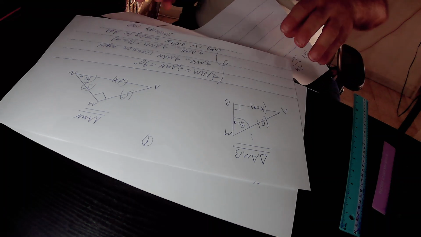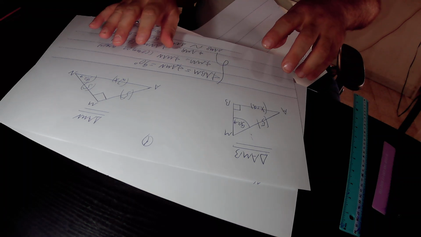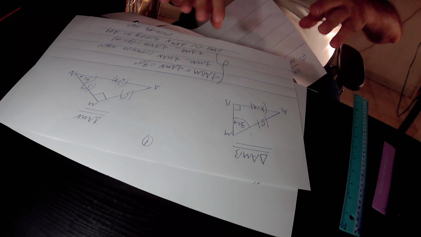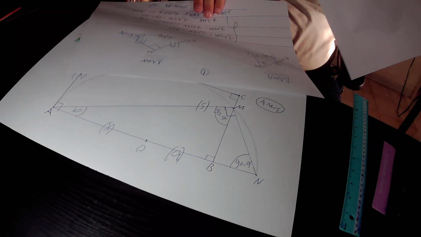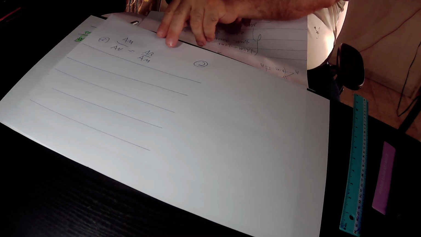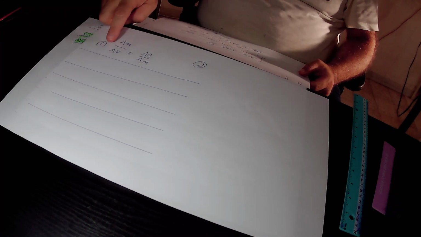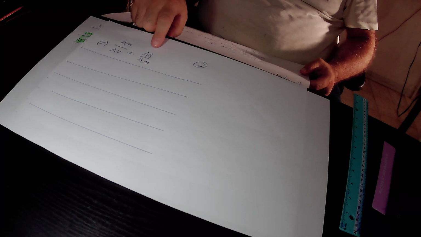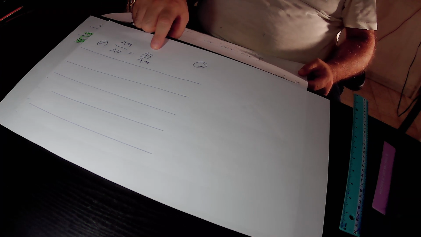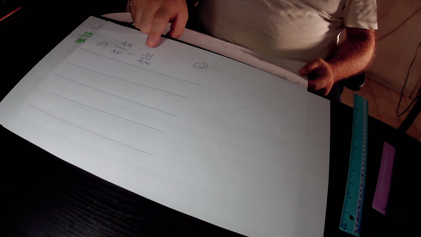From the fact that those two right triangles are similar to each other, we derive that the following relationship exists between their sides. Side AM of the right triangle AMB over side AN of the right triangle AMN equals side AB of the right triangle AMB over side AM of the right triangle AMN.